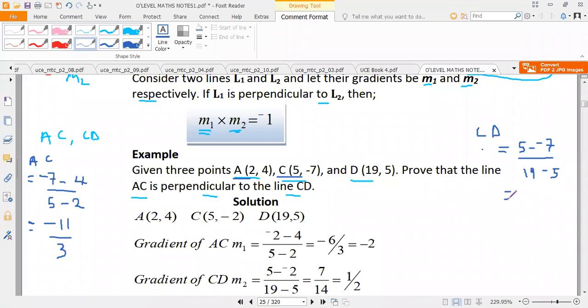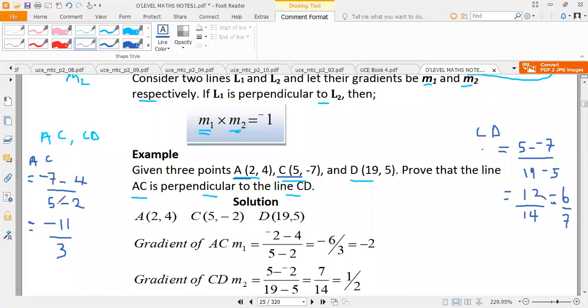So we end up having 5 minus -7, which is the same as 5 plus 7, which is 12. Then 19 minus 5 gives us 14. If we reduce this by a factor of 2, we end up having 6 out of 7.